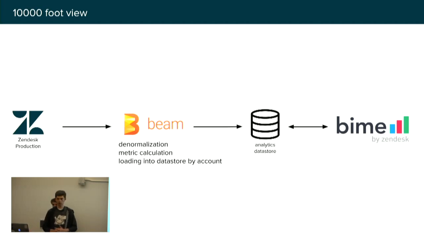With that, we'll dive into a high-level view of our new reporting architecture. From a 10,000-foot view, our new reporting architecture looks like this. We send our normalized production rows to a place where Beam jobs can consume them. Our Beam jobs take those normalized production rows, transform them into denormalized reporting rows, and then output that to an analytics data store.